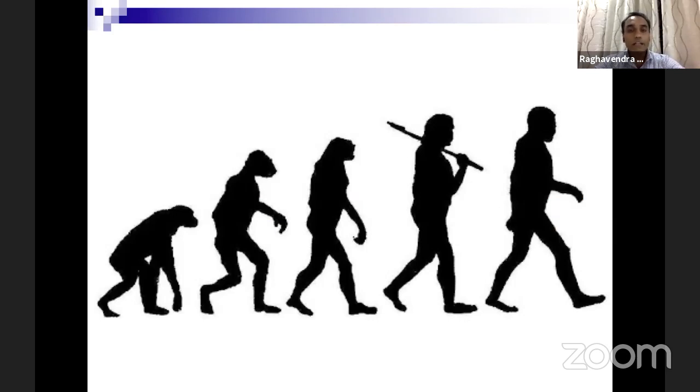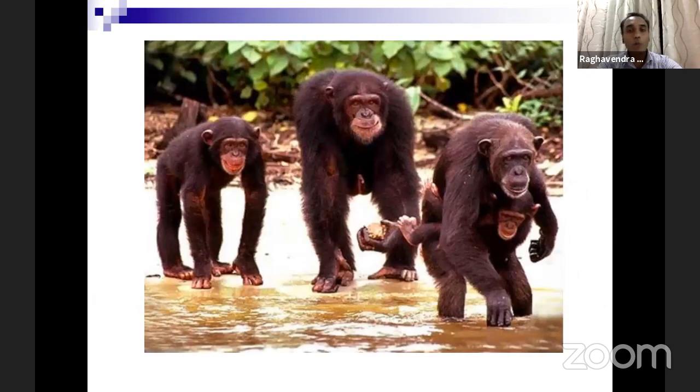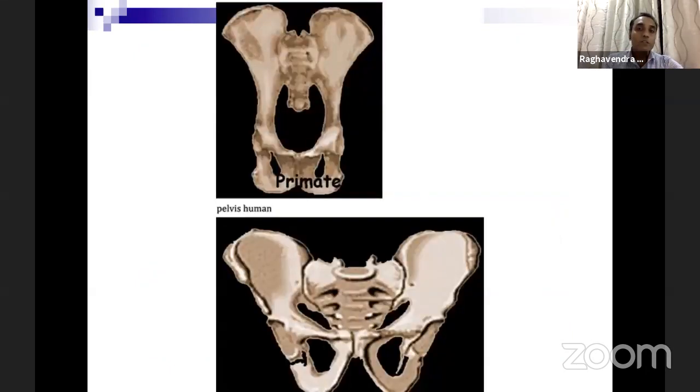bipedalism is a very distinctive feature of the human race. There are some primates who occasionally walk on 2 feet. But in humans, it is the sole, ergonomic and stable way of walking on 2 feet. So this has actually made some changes in the human pelvis and also in the human spine. The human pelvis is more vertical and more broad compared to a primate pelvis.